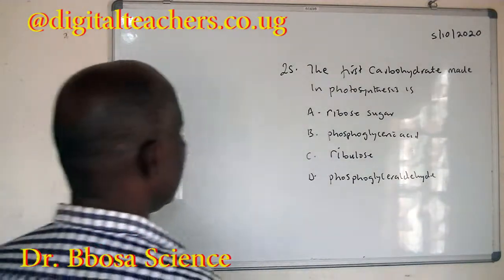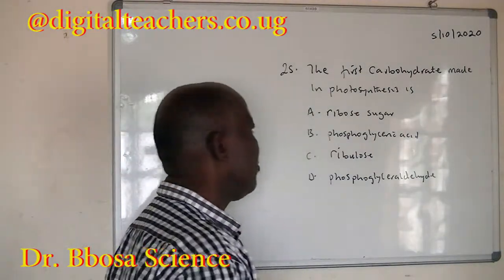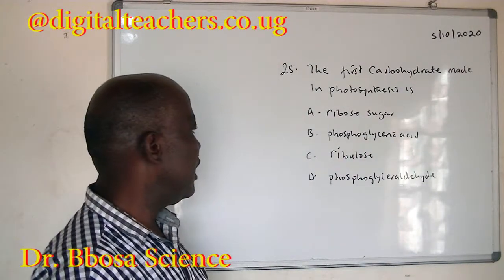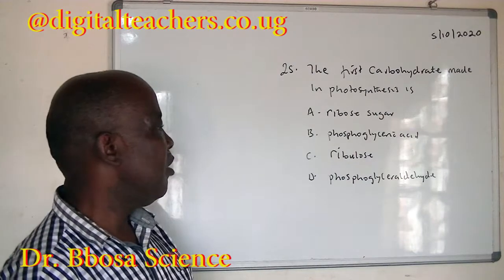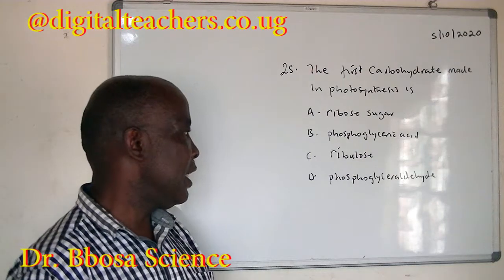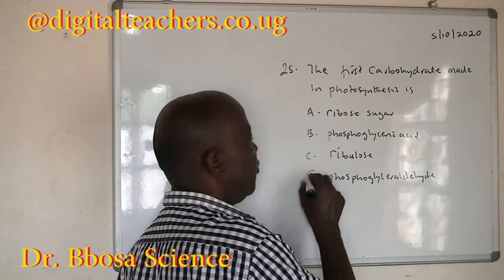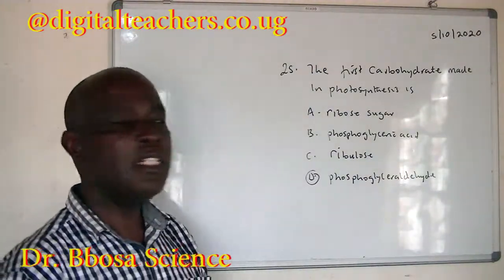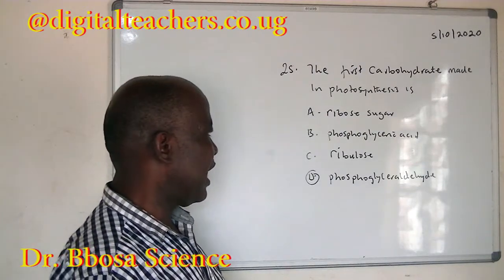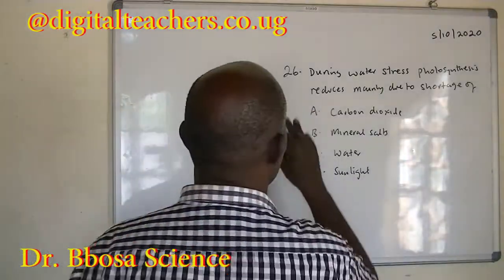Number 25. The first carbohydrate made in photosynthesis is A. Ribose sugar. B. Phosphoglyceric acid. C. Ribulose. D. Phosphoglyceraldehyde. You can pause and then answer. So our answer is phosphoglyceraldehyde, which is obtained after reduction of phosphoglyceric acid with NADPH.